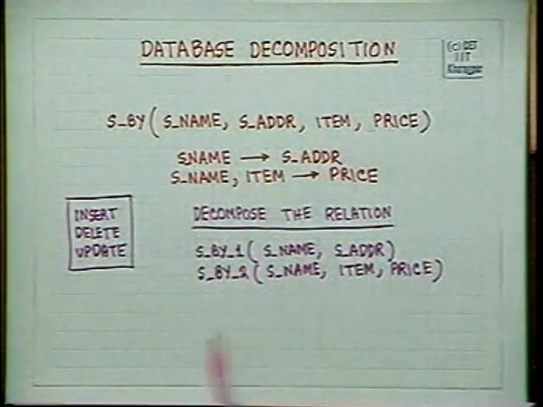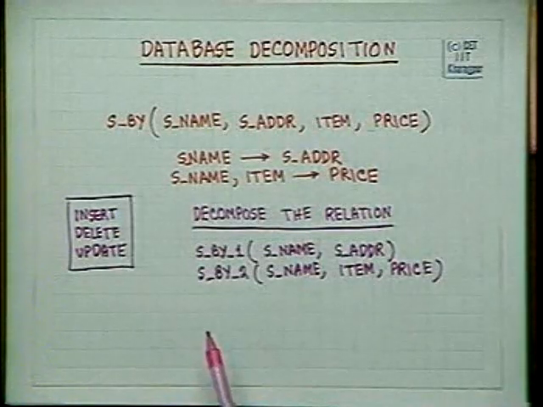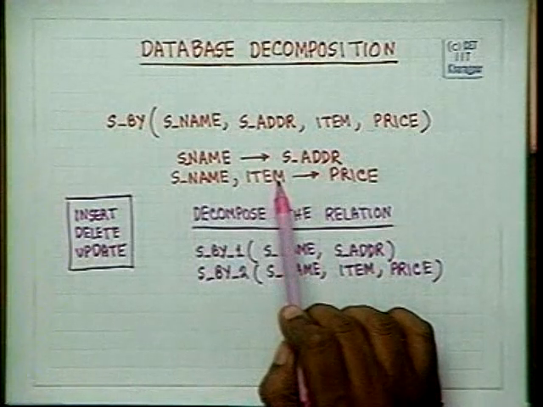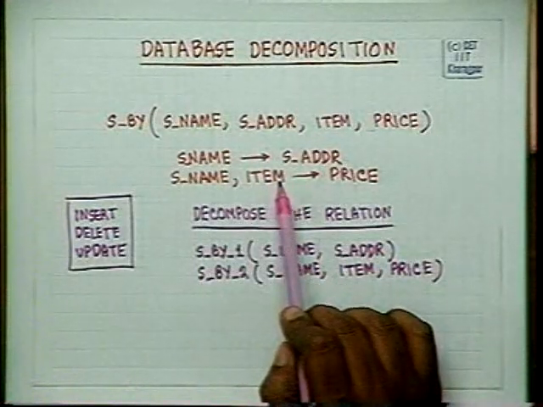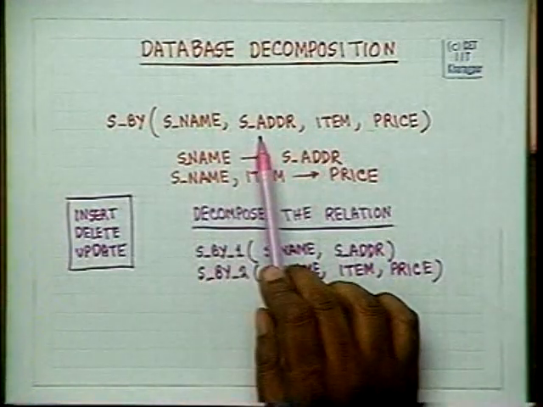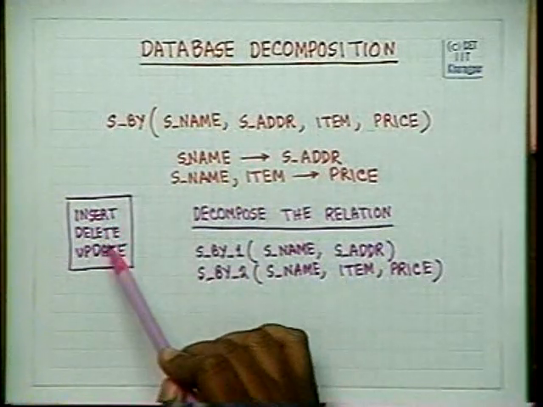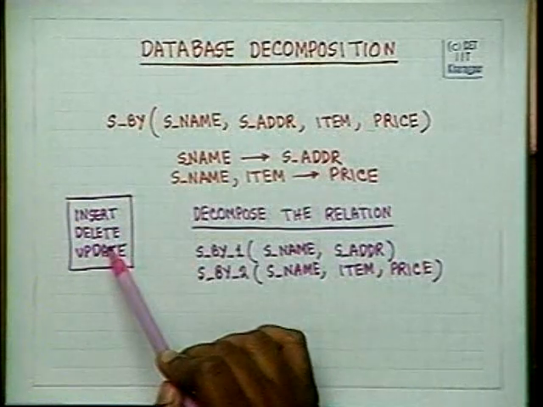For example, we could decompose it like this here. The advantage is that checking of functional dependencies is easier and less expensive, and there is less redundancy, and some of the anomalies which may arise due to insertion, deletion and updation may be avoided.